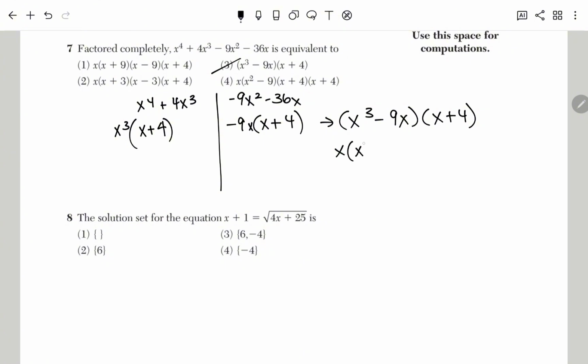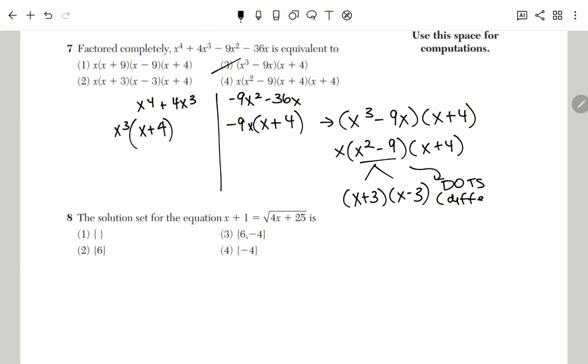X. The x squared minus 9, x plus 4. Is that it? No. This can still be factored completely. So this can be factored into x plus 3, x minus 3. Haneen, why did you do it so fast? It is a difference of 2 squares. Difference of 2 squares.